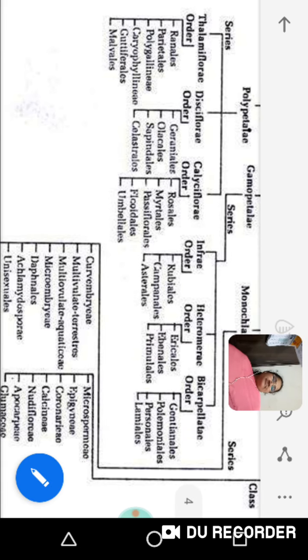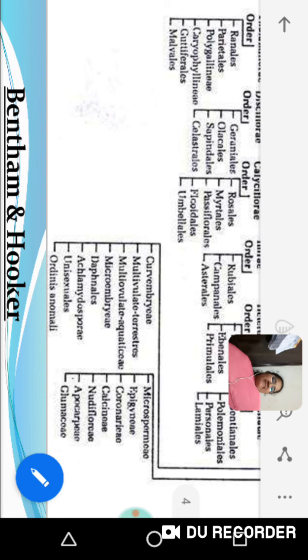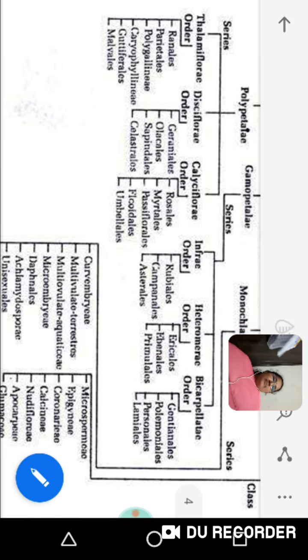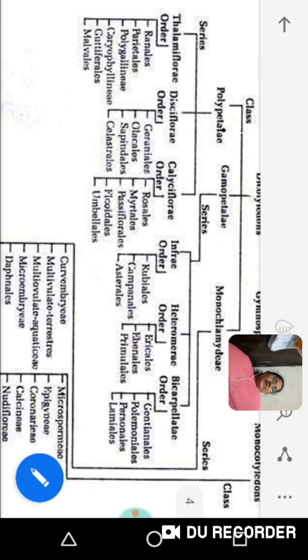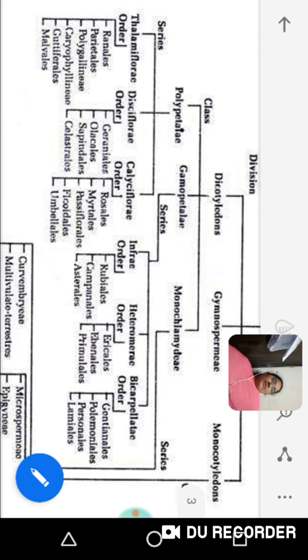And the last one is the Monocotyledons. It is also directly divided into 7 series. So Monoclamidae and Monocotyledons are directly divided into series, and in these there will be no orders and no families, only series. And then the Gymnosperms, the middle one, is divided into 3 families. So this is the outline of the Bentham and Hooker system of classification.